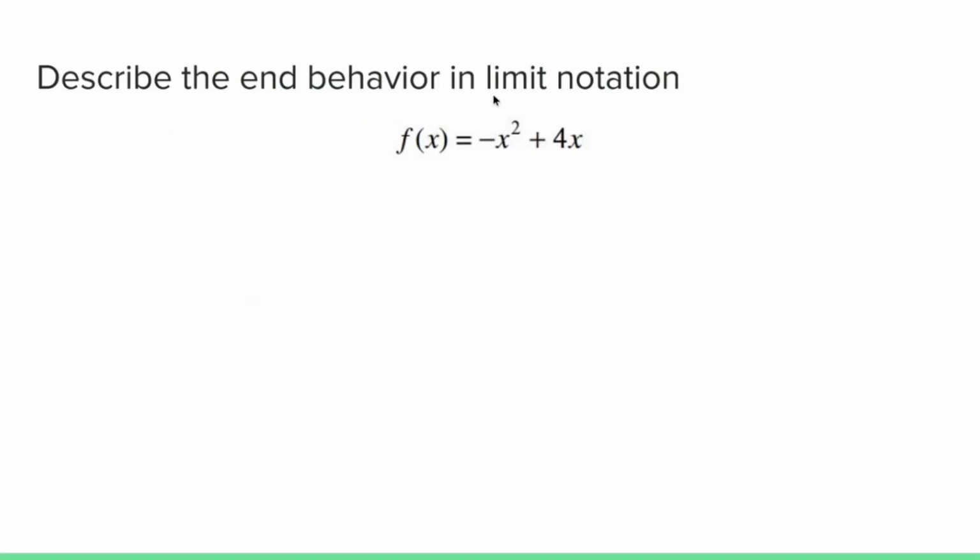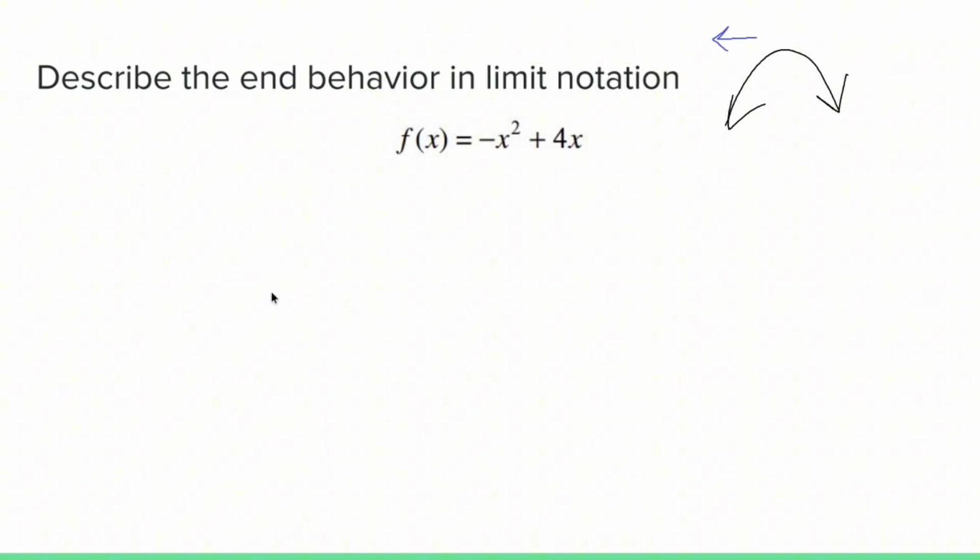Describe the end behavior in limit notation. What we have here is a quadratic with a negative leading coefficient. So I know it's going to look like a U. Now, to write this out in limit notation, I have two options.